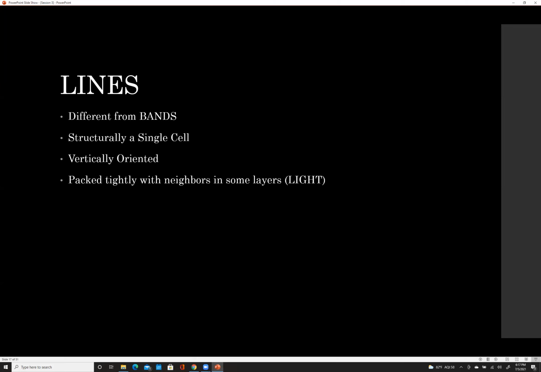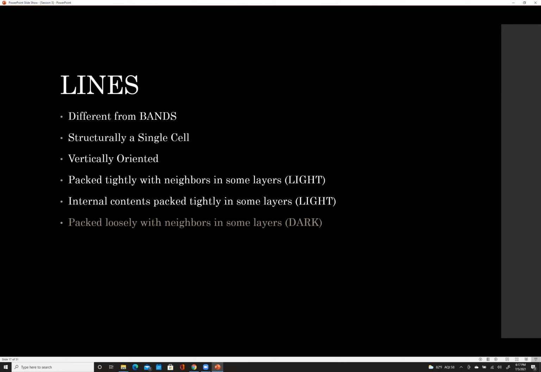So what tightly packed just means is a ton of stuff that's right smack dab next to each other that light can bang off of. So, packed tightly with neighbors in some layers. And then for other interpretations of a light layer, it's because the internal contents are super packed together. So if you keep this packing idea in your head, that's why something is light versus dark. If we take the cellular view, something is packed loosely with its neighbors in some layers, or the cells are kind of diving away from each other. They're not actually connected together. Those are going to be dark if you can conceptualize it.